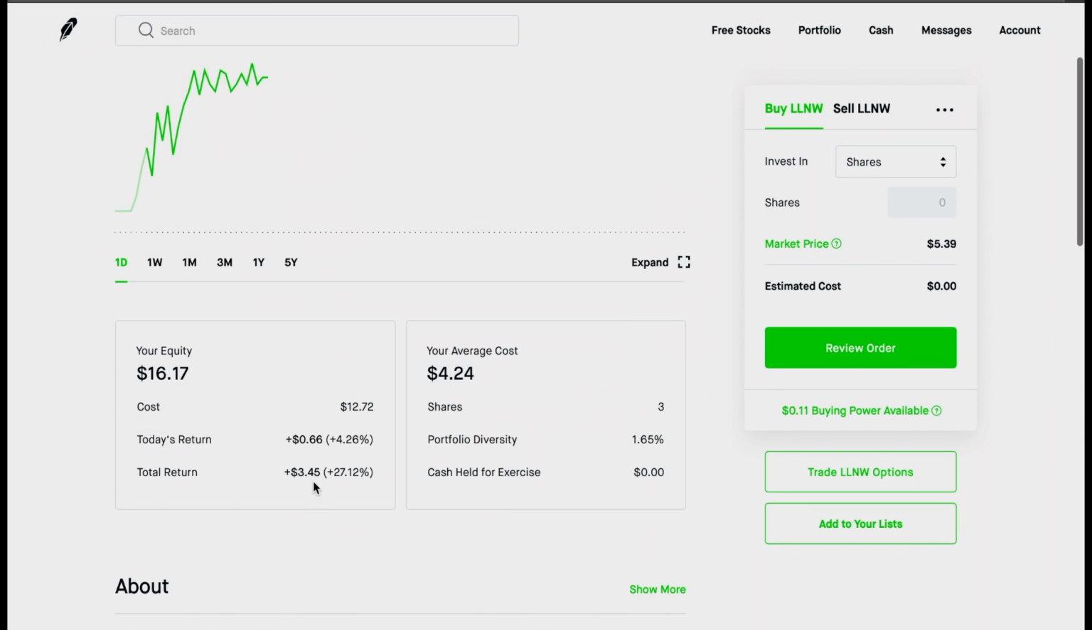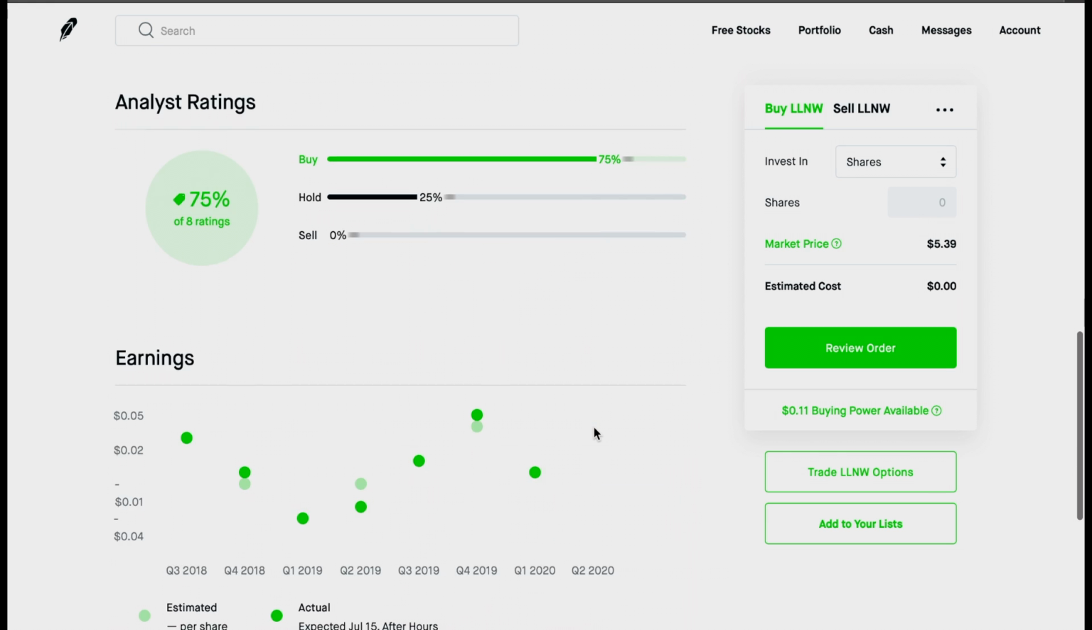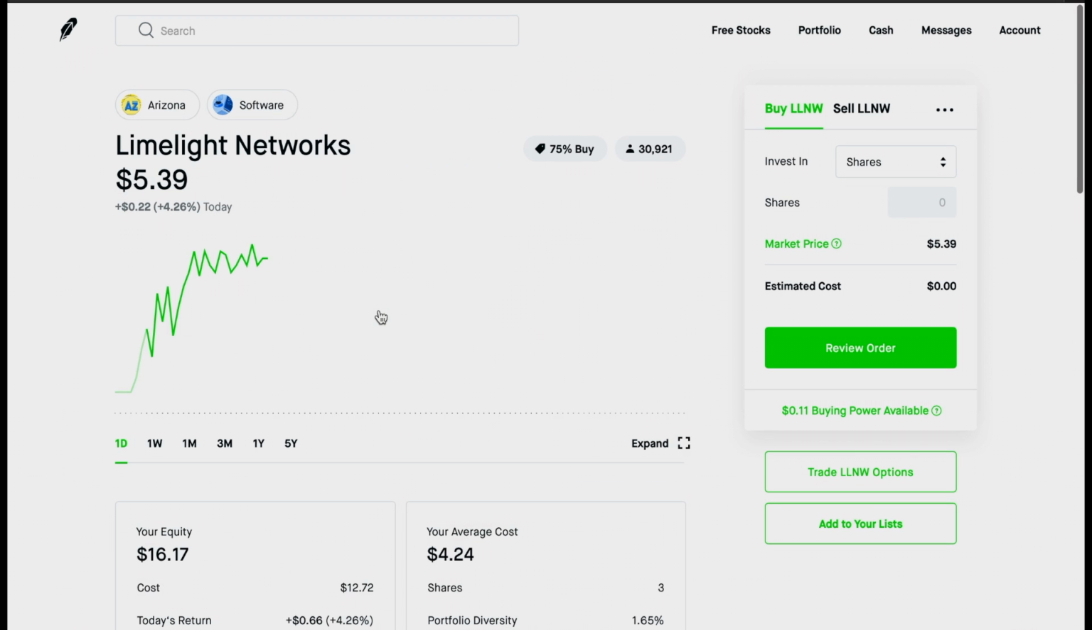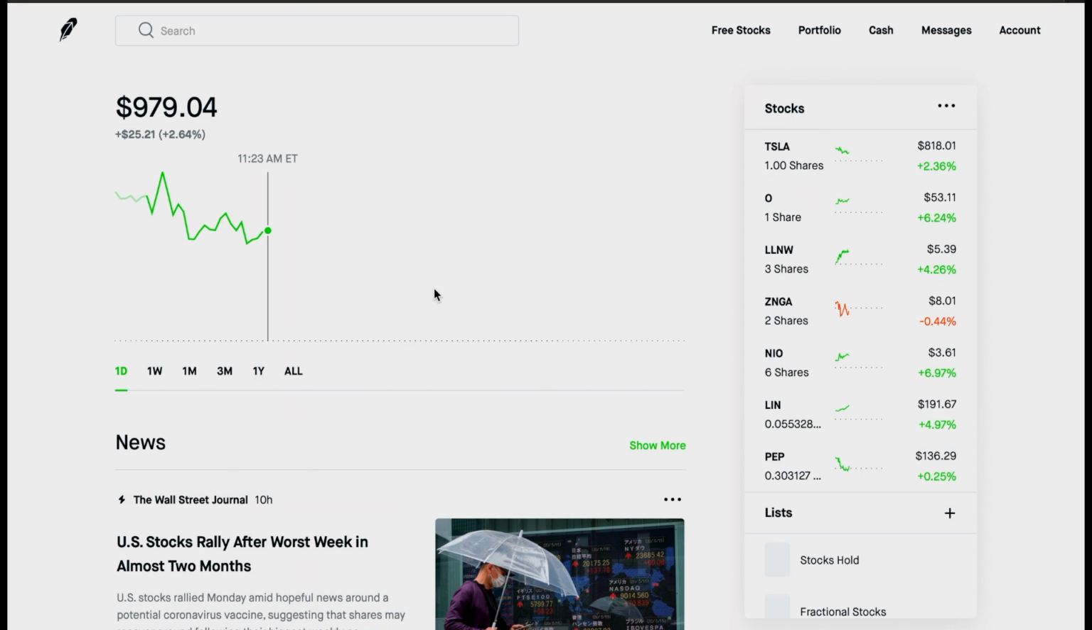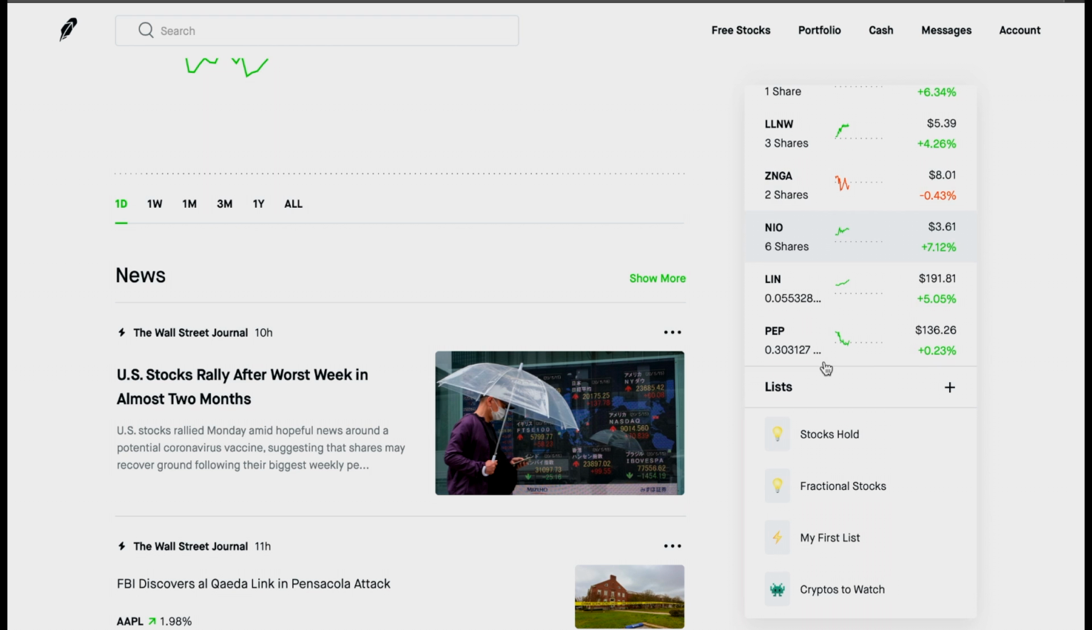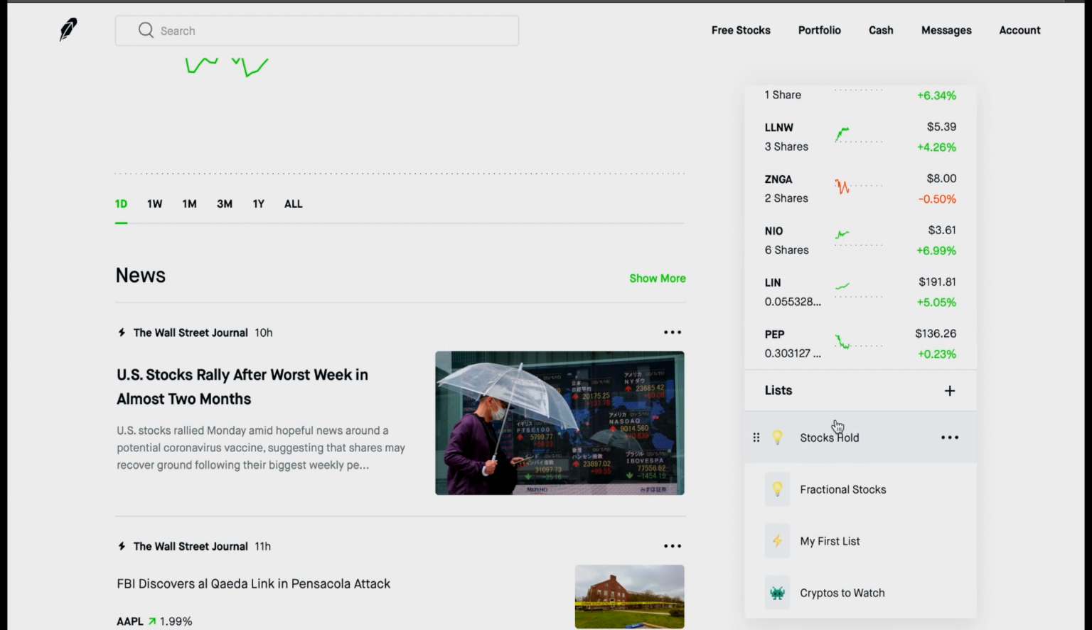So I'm up 27% on this return. I bought 3 shares at $4.24. Then it gives you the same limited information, October 30th. So that's nice that it's easy to get just the information laid out easily, so that you can create lists that you have.